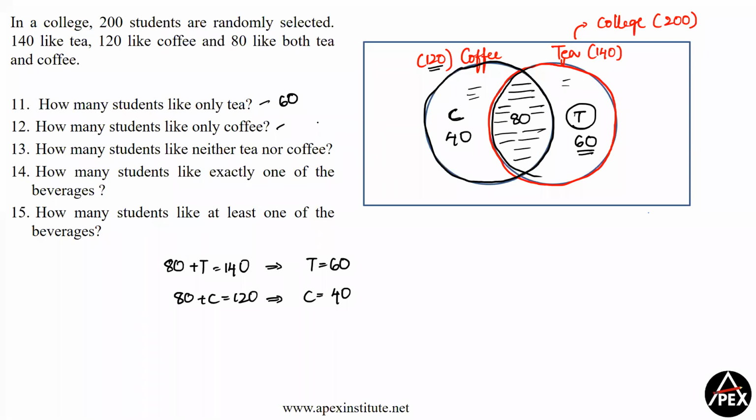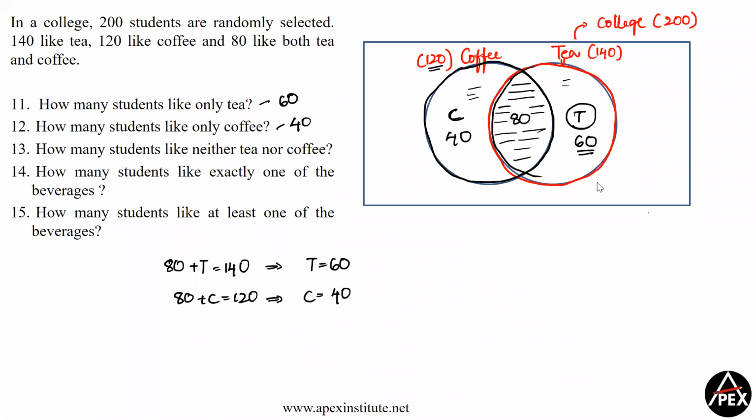How many students like only coffee? We have 40 students liking only coffee. Now, do we have any student who does not like both tea and coffee? 20, sir. 20. Okay. Now tell me, what are the total number of students who like either tea or coffee?